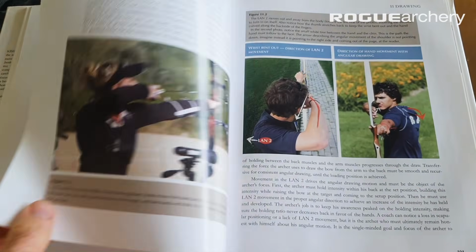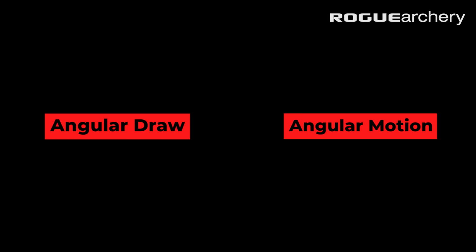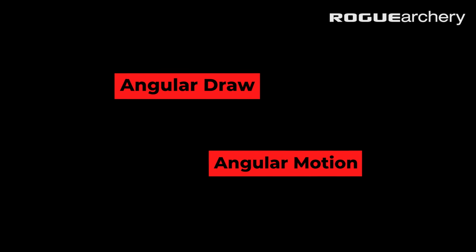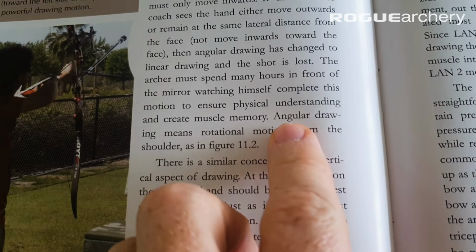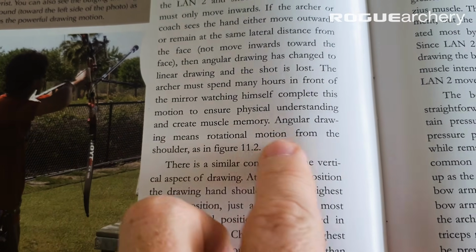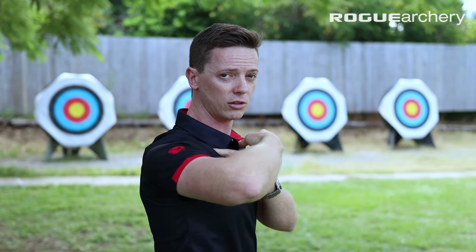Unfortunately, however, in the next chapter, chapter 11, he introduces some terms that are less precisely defined. So the terms angular draw and angular motion seem to be a little bit interchangeable. He goes so far as to define that an angular draw is one which comprises of this rotational movement of the drawing side shoulder, essentially referring to retraction of the drawing side scapula. But there are a couple of problems with this. First of all, this seems to contradict some of the other implications and statements made within the book. This is also not the common understanding of an angular draw, even though this is the source material.